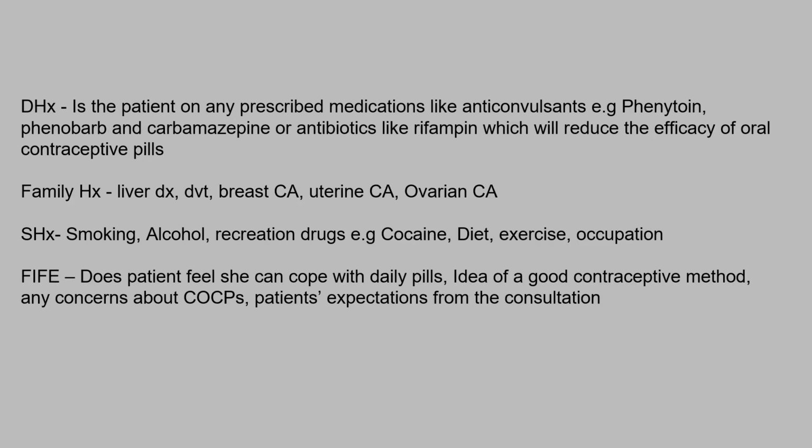Drug history, you want to know if the patient is on any medication that will reduce the efficacy of oral contraceptive pills, like anticonvulsants or rifampin. You also want to know if there's any family history of liver disease, deep venous thrombosis, breast cancer, uterine cancer, or ovarian cancer. Does this patient smoke or use alcohol? Does the patient use recreational drugs? How is the diet? Does the patient exercise?